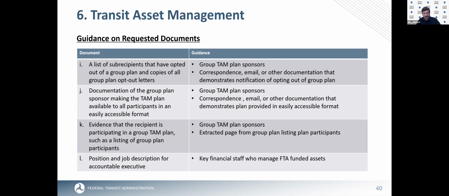Moving on to item K, the RIR asks for evidence that if you do have a group TAM plan, there should be a specific page in there that identifies explicitly those TAM plan participants who are part of your group TAM plan. So this might not be a separate document, but you would want to identify that page where that language will show. Moving on to item L, you would also want to make sure that you have the position and job description for the accountable executive. Again, this is for all of the participants in your group plan.